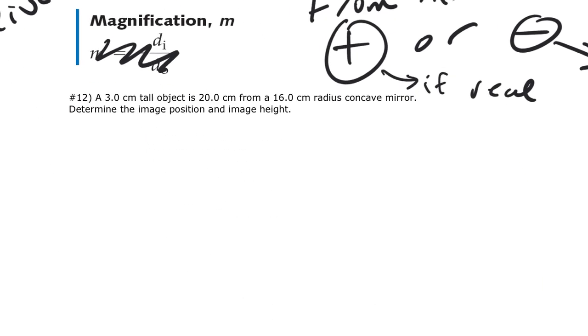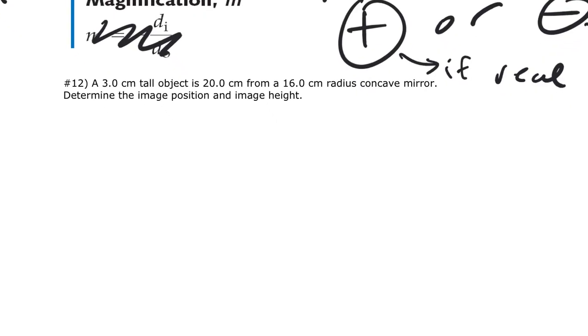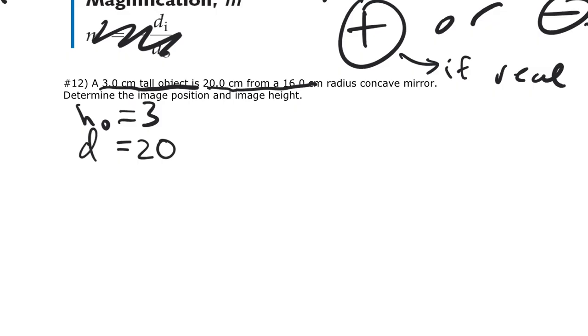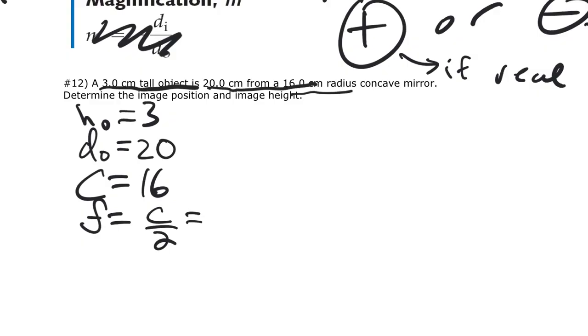Okay, let's do some problems. A 3 centimeter tall object. These are pretty easy if you remember those rules. In this problem, a 3 centimeter tall object. So h is the height. So ho, the height of the object, is 3 centimeters. It's okay to keep centimeters if everything else is centimeters. It's 20 centimeters from a 16 centimeter radius mirror. So the 20 centimeters is the distance of the object from the mirror. This 16 centimeter radius means C is 16 centimeters. That means F is C over 2, or C equals 2F. So 16 divided by 2 is 8 centimeters.